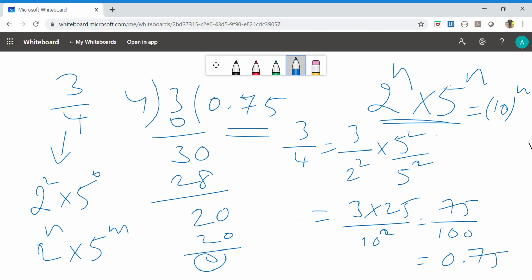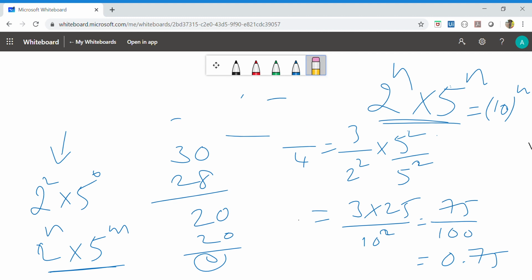0.75. So without actual division also, if a fraction is in the form of p by q whose denominator's factors are in the form of 2 to the power of n into 5 to the power of m, we can convert it into decimal form without actual division. Some more examples I will discuss.